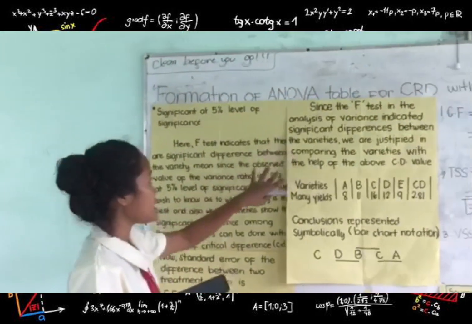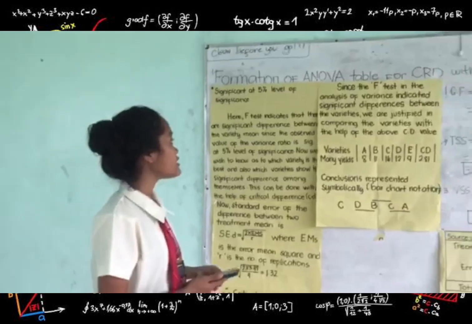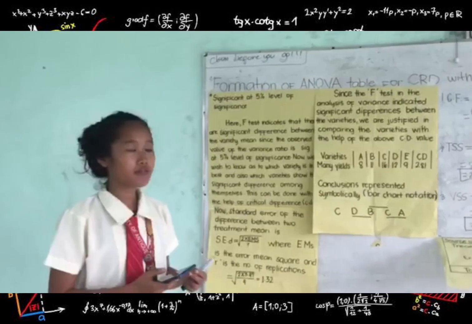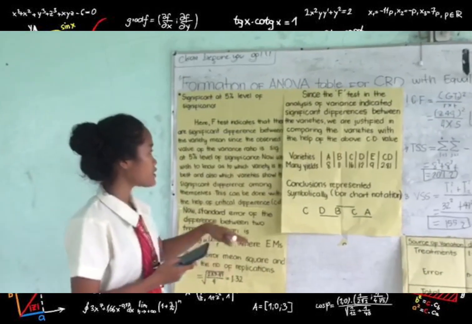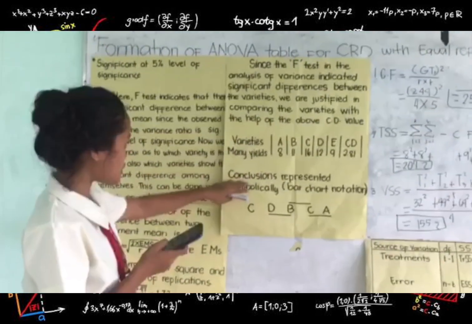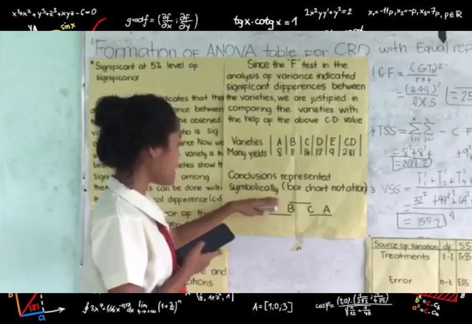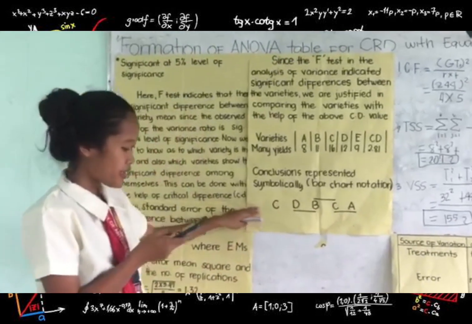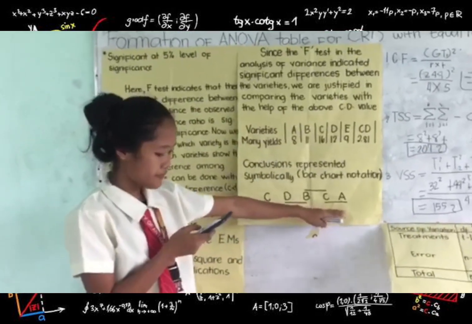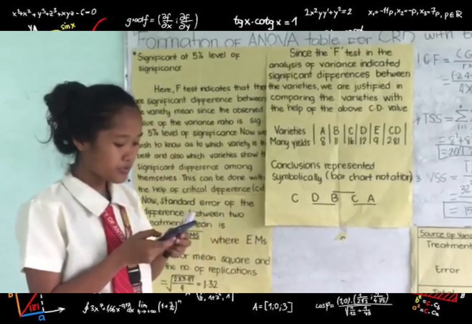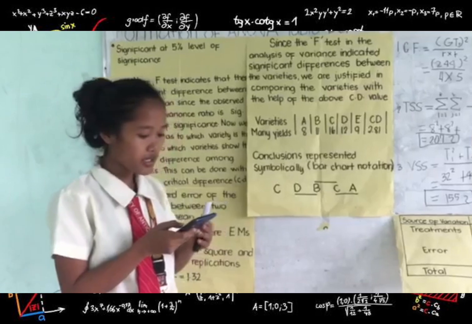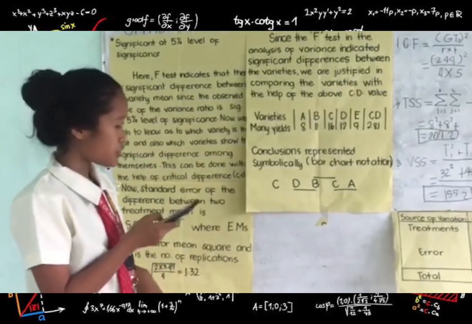Since the F test in the analysis of variance indicated a significant difference between the varieties, we are justified in comparing the varieties with the help of the above critical difference value. Our conclusion is represented symbolically by chart notation on the graph. The varieties which do not differ significantly are underlined by a bar. This method of underlining the treatments which do not differ significantly is the way of indicating the significant and non-significant individual comparisons.